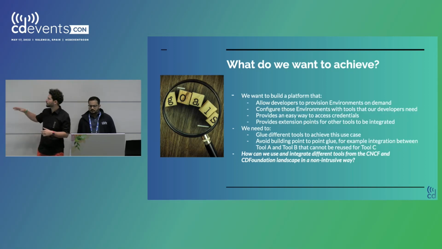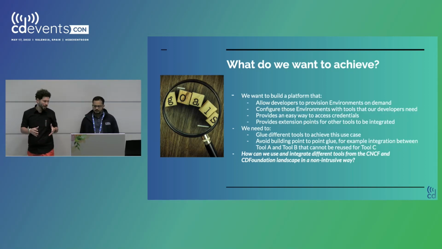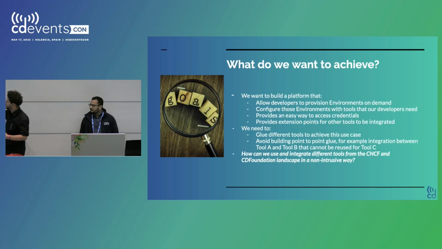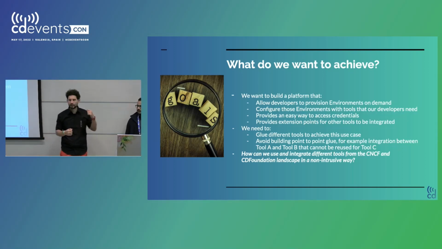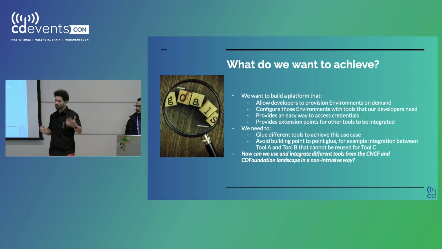So we need a way to glue all these things in a way that we are not too tight and we are not writing glue all the time. And I think that I'm referring to this point where what I wanted to avoid, as an engineer, is to build point-to-point integrations, right? I don't want to integrate Tekton with this other thing. I want to make sure that Tekton can speak a common language, so this other tool can understand it.